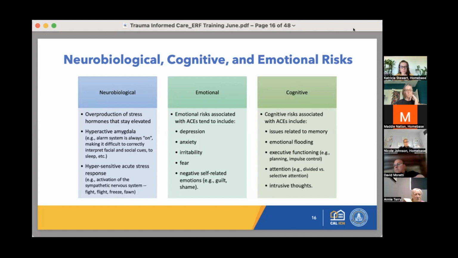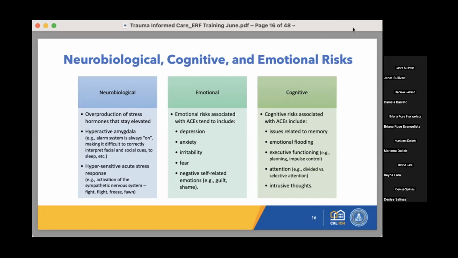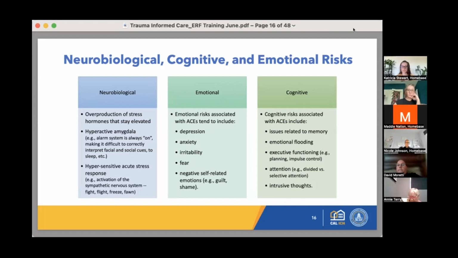People can also have a hyperactive amygdala, so their alarm system is always on, which can make it difficult to correctly interpret facial expressions and social cues or to sleep. So you might see someone who seems really jumpy or on edge, and that's usually a sign of a hyperactive amygdala. It can also result in hypersensitive acute stress response. So basically hyperactivation of the fight, flight, freeze, or fawn system.